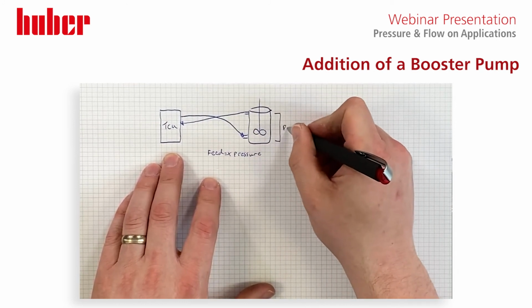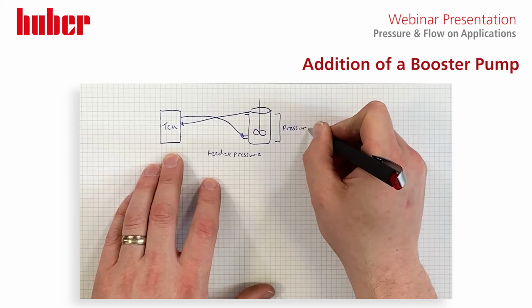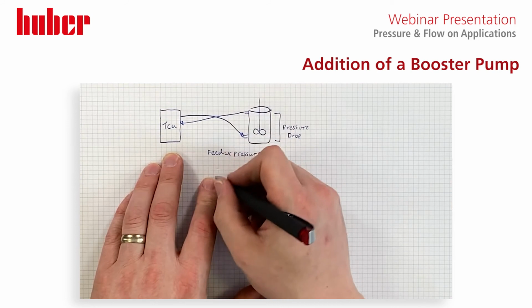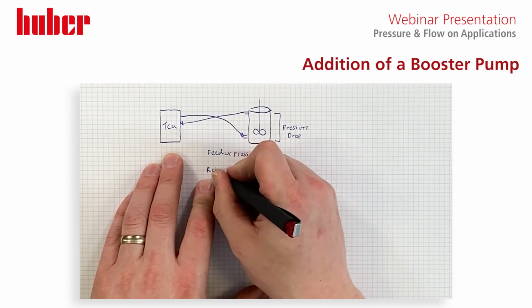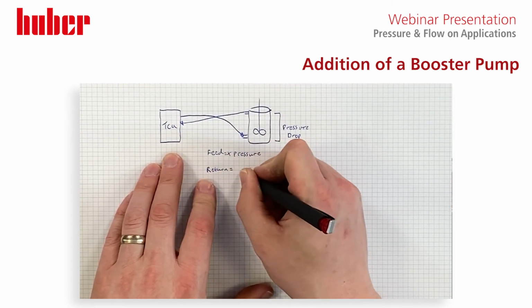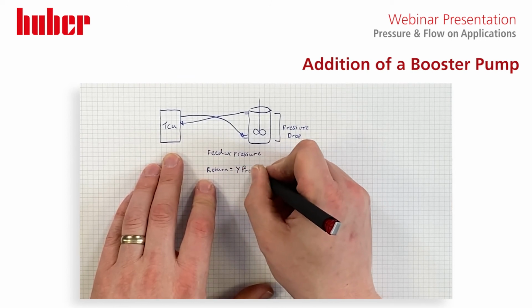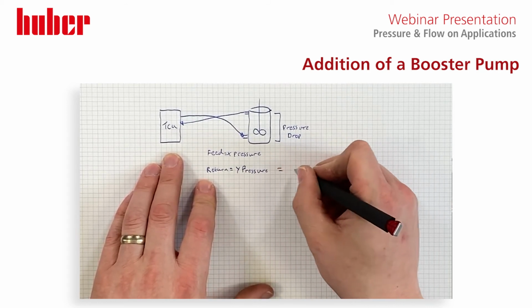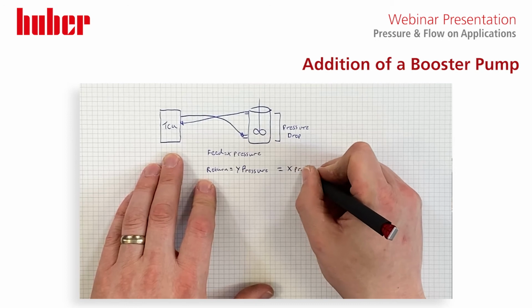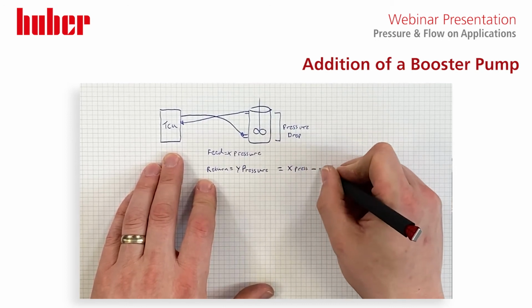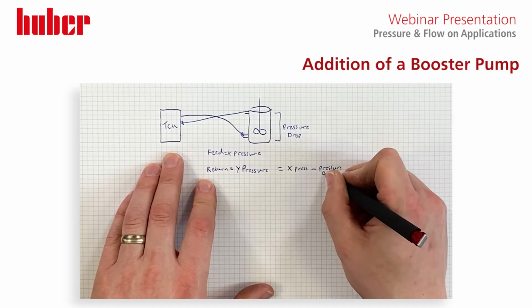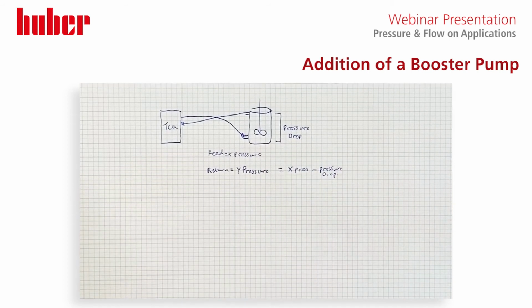Obviously we talked about our pressure drop. And then our return equals Y pressure, and that should equal X pressure minus pressure drop. We should still have enough pressure to get us there. However, this isn't always the case.